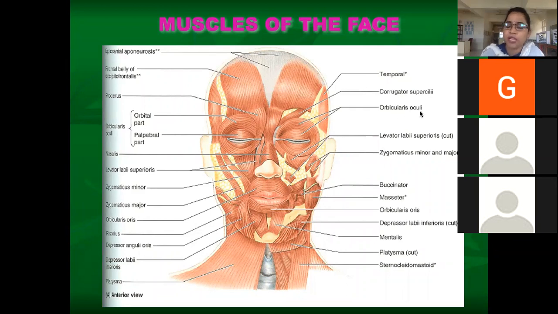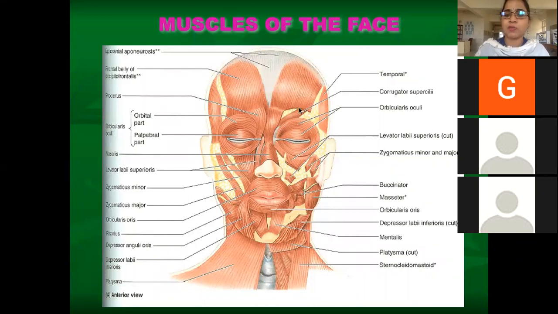Names are here, please make sure you write them down, otherwise you cannot remember. What is this orbicularis? Orbicularis means the surrounding muscle, it is orbiting around the eye. Oculi refers to the ocular area, meaning eye. So a muscle which orbits around the eye is called orbicularis oculi. Next muscle, what is the next muscle?